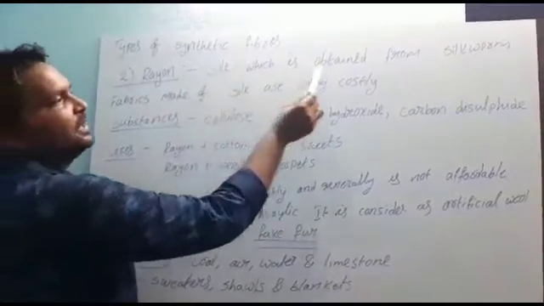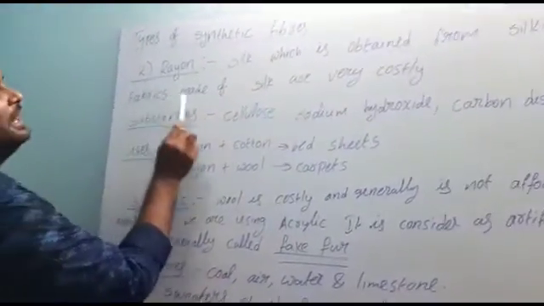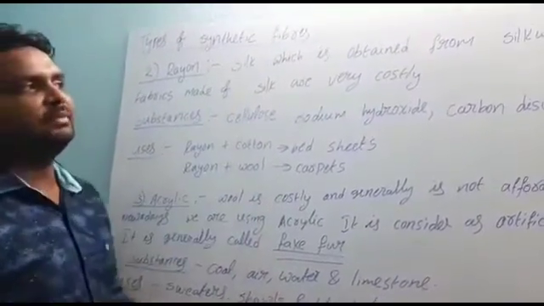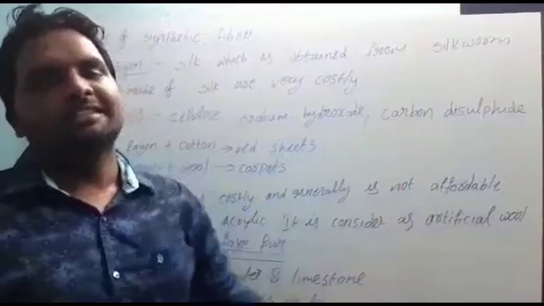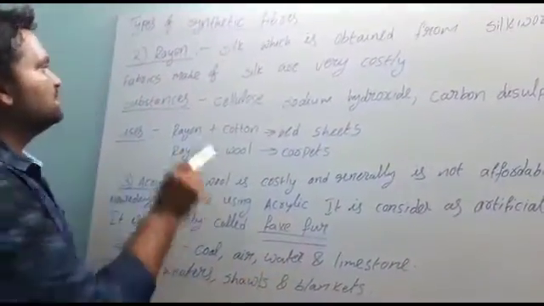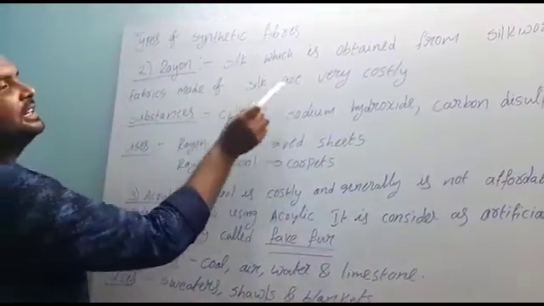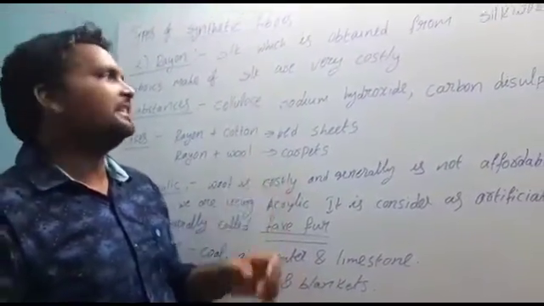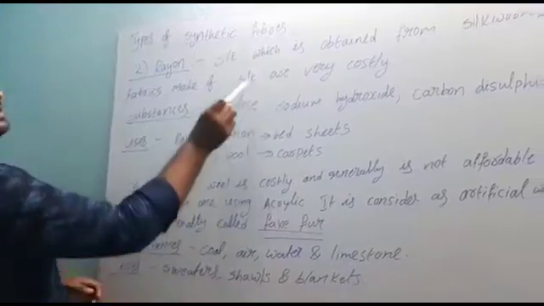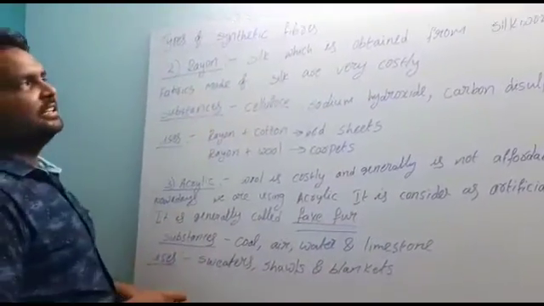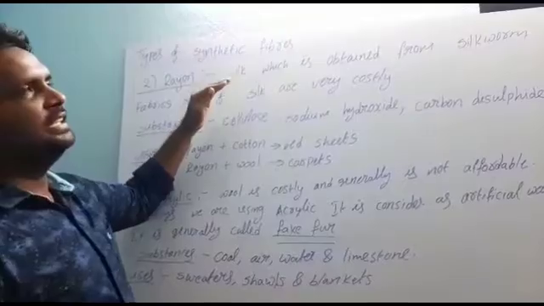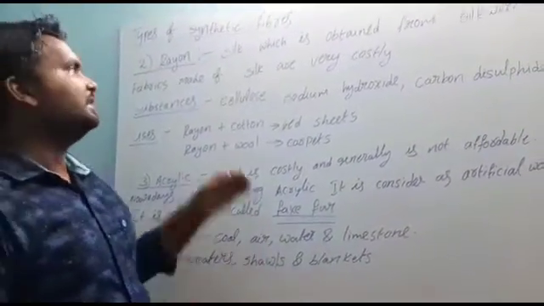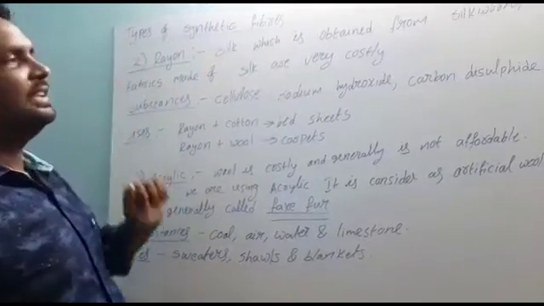Silk is obtained from the silkworm. Fabrics made of silk are very costly. Silk is made from silkworms, so silk items are very costly. So instead of silk we are using rayon. The characteristics that silk has, rayon also has. So instead of silk we are using rayon.